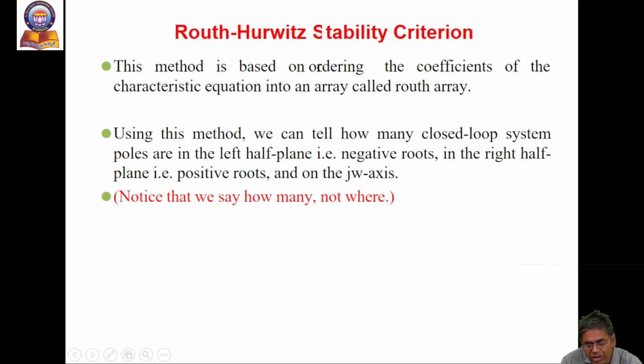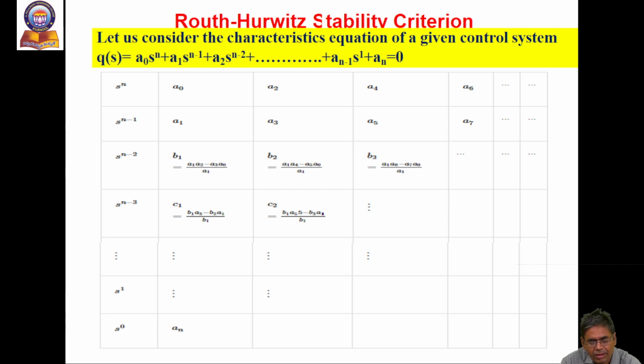are in the left half of the s-plane, that is negative real roots, or in the right half of the s-plane, that is positive real roots, or on the j omega axis. From this Routh-Hurwitz criterion, we determine the number of roots present in the left half of the s-plane, the number of roots present in the right half of the s-plane, and the number of roots on the j omega axis. This is the procedure for determining stability by using the Routh-Hurwitz stability criterion.